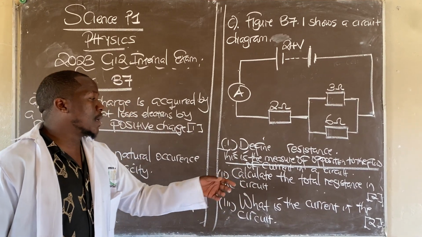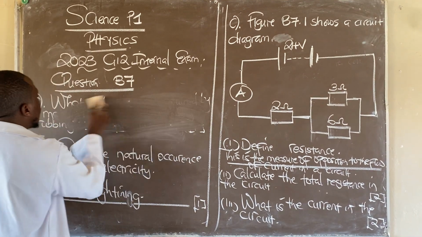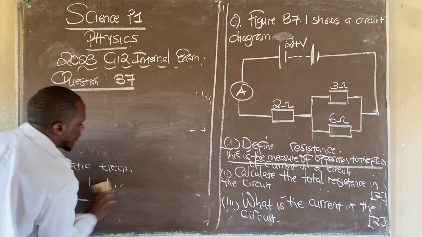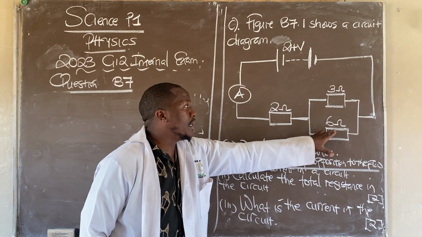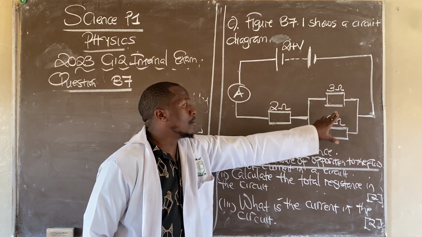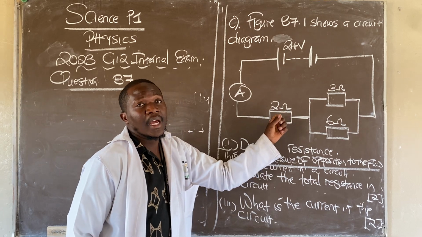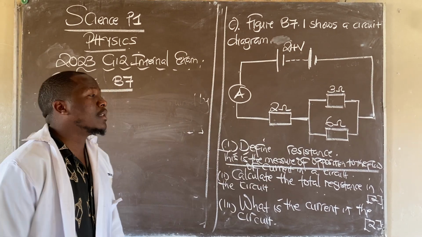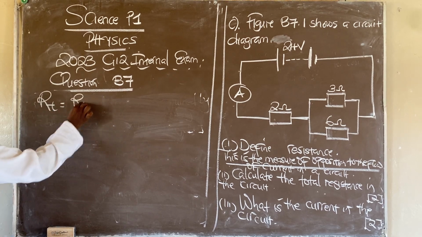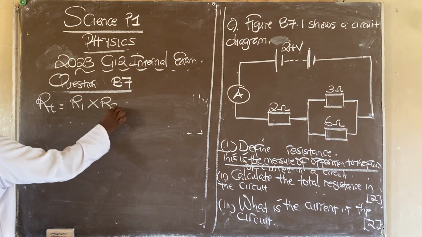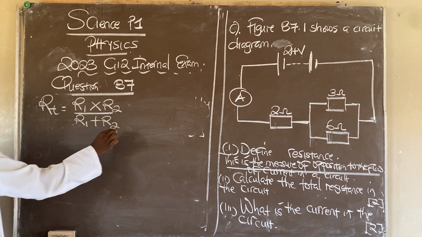2. Calculate the total resistance in the circuit. To calculate the total resistance, we're going to simply find the combined resistance between 3 ohms and 6 ohms. The answer we get, we're going to add to the resistor that is connected in series. So we're going to say total resistance equals R1 multiplied by R2 over R1 plus R2.